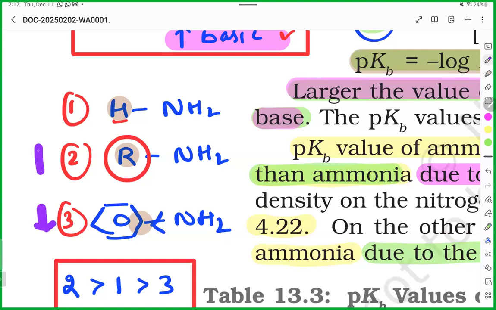Here it will increase. Here normal, neutral. There is not much difference, right? So maximum 2, minimum 3. Done.